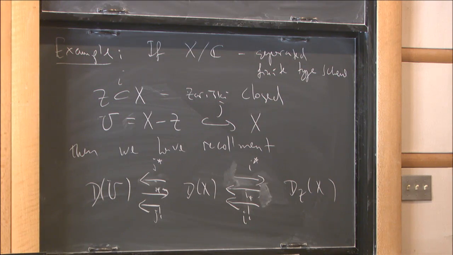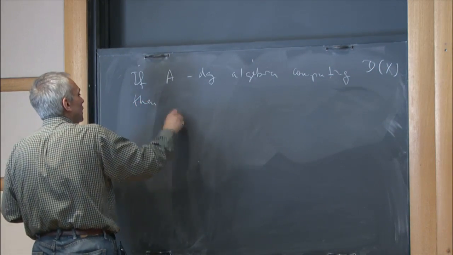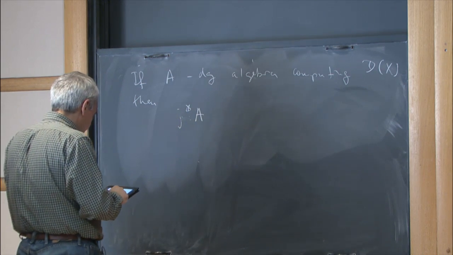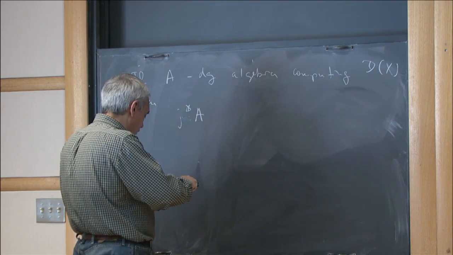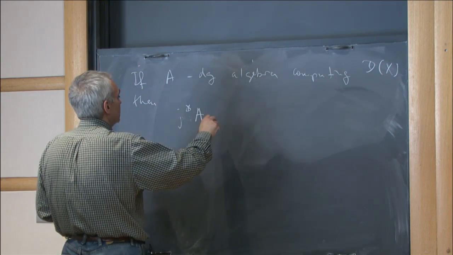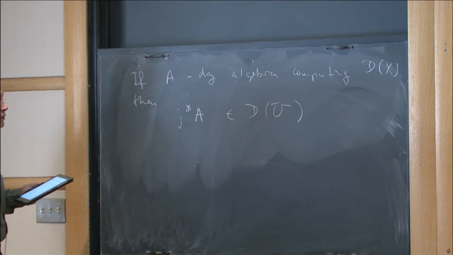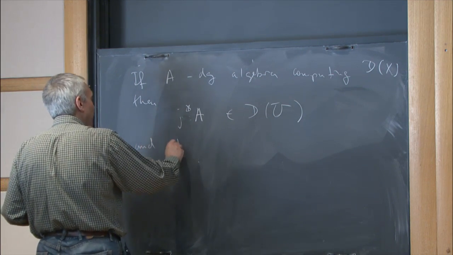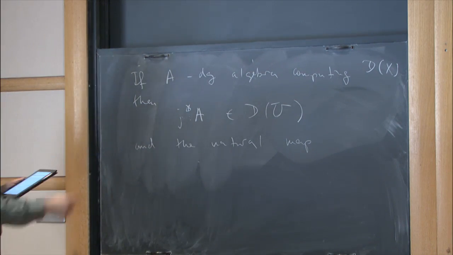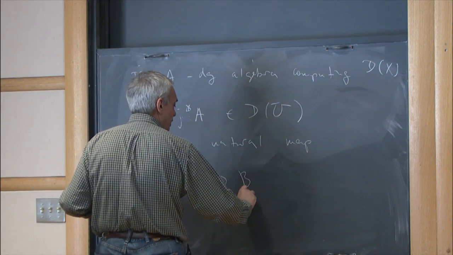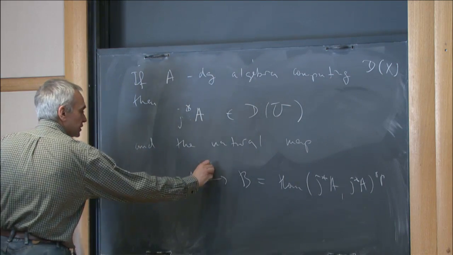Yeah. So if A is the DG algebra computing D of X, then J upper star of A is a generator for the derived category on U. It's an algebra object in the derived category of sheaves on U, and the endomorphism algebra of this is a generator on U. The natural map that goes from A to B, which is the Hom from J upper star of A to J upper star of A, opposite, this is a non-commutative localization.